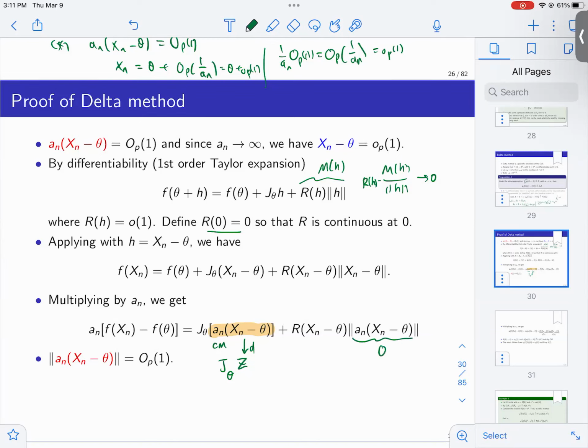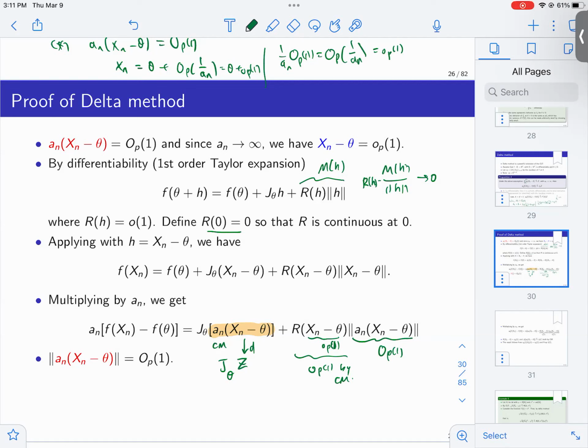And this thing is OP of 1, so the norm is going to be bounded in probability. And since R is continuous at 0, this is going to be little OP of 1 as well by the continuous mapping theorem. And so little OP of 1 times big OP of 1 is going to be OP of 1. And then we're done.